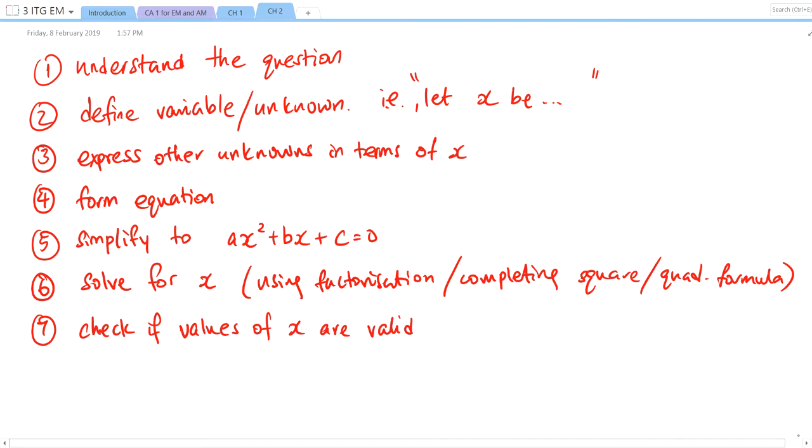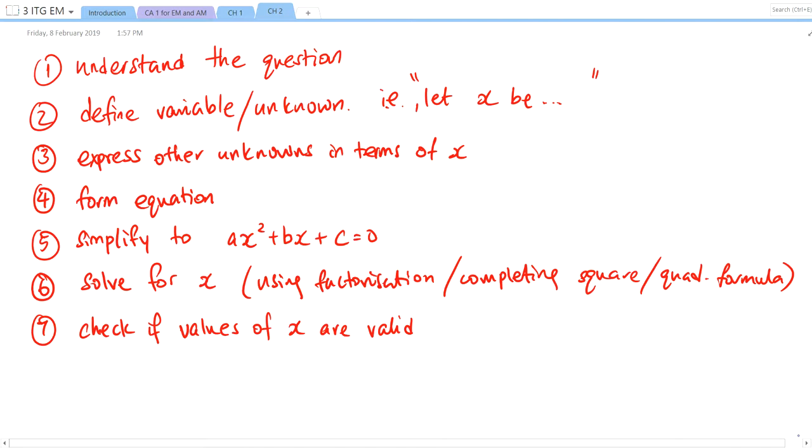Anything else that we require? Do you know the area of the swimming pool? The body of water? How? 16 times 20. Okay, so we have expressed everything in terms of x already. Number 4, form an equation. 20 plus 2x times 16 plus 2x minus 16 times 20 equals to? Equals to 100. Okay. That last part is very important.